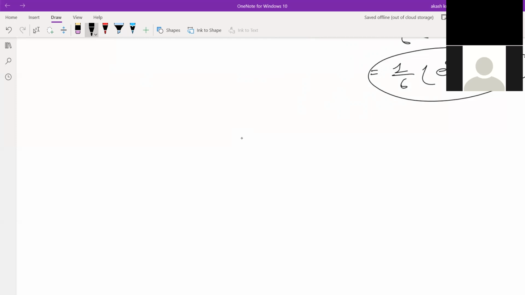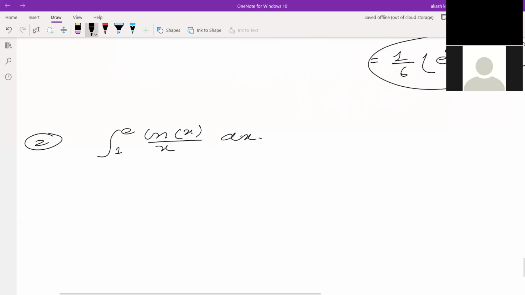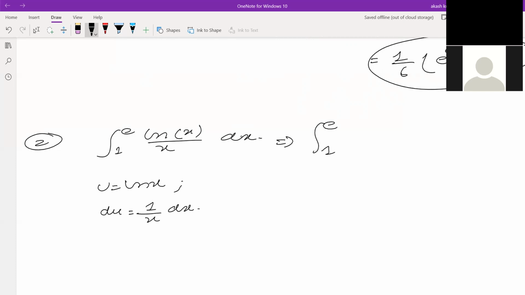Question number 2 is the integral from 1 to e of ln x over x dx. So let's take u as ln x, because when I differentiate it, the derivative of ln x is 1 over x dx. So can I write my function as the integral from 1 to e of ln x times 1 over x dx?